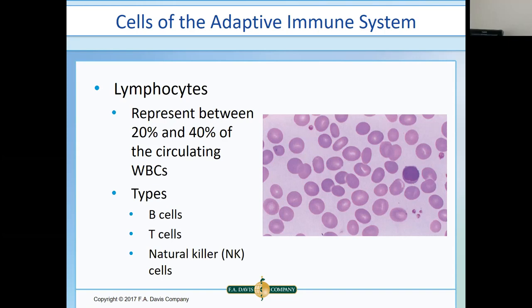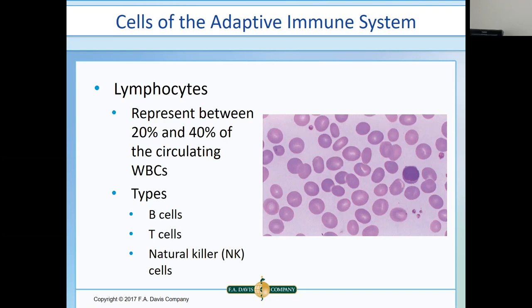Lymphocytes, you see one right here. It's not a very good slide, but there it is. They look just a little bit bigger than a red cell, but they've got a purple nucleus. They've got very little cytoplasm, unlike the monocyte. They make up about 20 to 40%. So between neutrophils and lymphocytes, you pretty much got your diff covered.